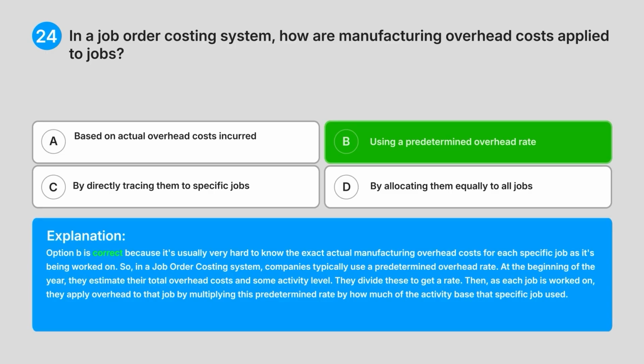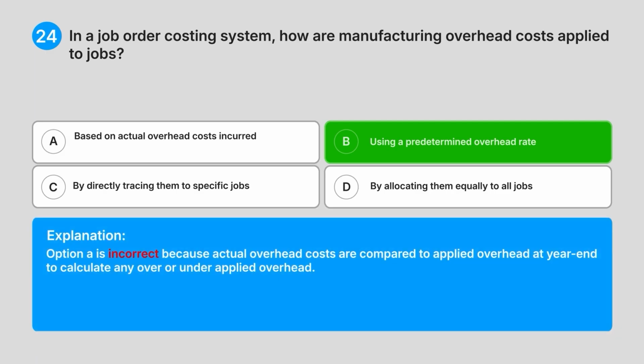Explanation. Option B is correct because it's usually very hard to know the exact actual manufacturing overhead costs for each specific job as it's being worked on. So in a job order costing system, companies typically use a predetermined overhead rate. At the beginning of the year, they estimate their total overhead costs and some activity level. They divide these to get a rate. Then as each job is worked on, they apply overhead to that job by multiplying this predetermined rate by how much of the activity base that specific job used.